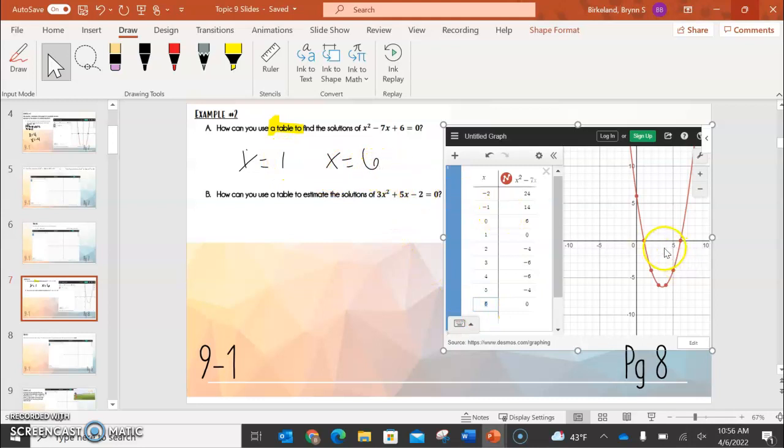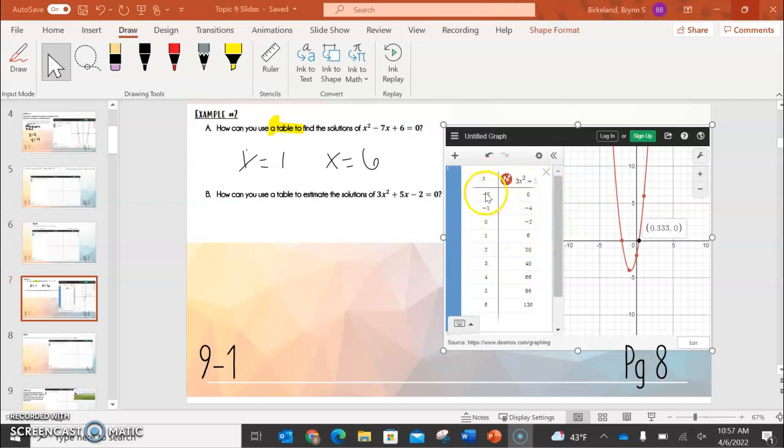It should be noted that I did use the graph to give me a little hint to look for it, but make sure you're able to look at a table and tell where the solutions are located. Now, while equations are nice and using a table seems pretty reasonably easy, I did graph or make a table of part B here, 3x squared plus 5x minus 2. And I've converted it to a table.